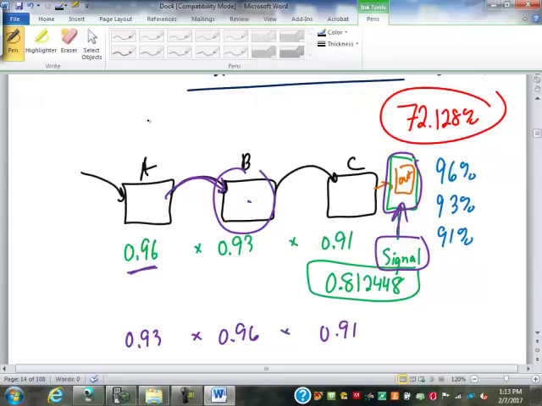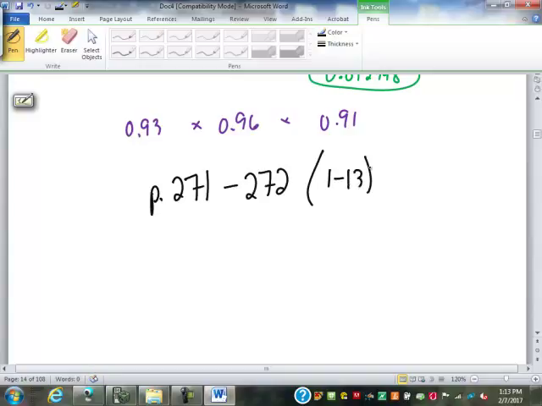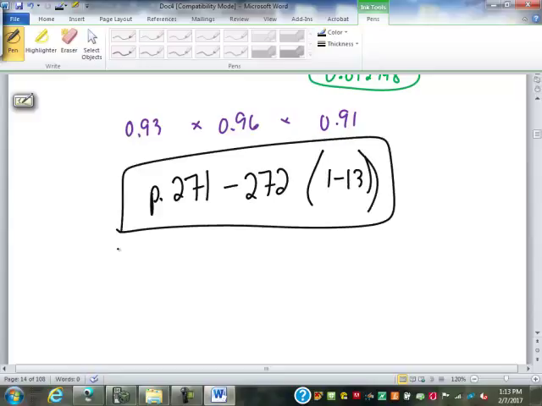Okay, so we're working out of your 12 packet still. On the 12 packet, pages 271 to 272, problems 1 through 13 deal with this efficiency. I'll let you guys have the last 7 minutes here to get started on those or finish up your quizzes if you need to.